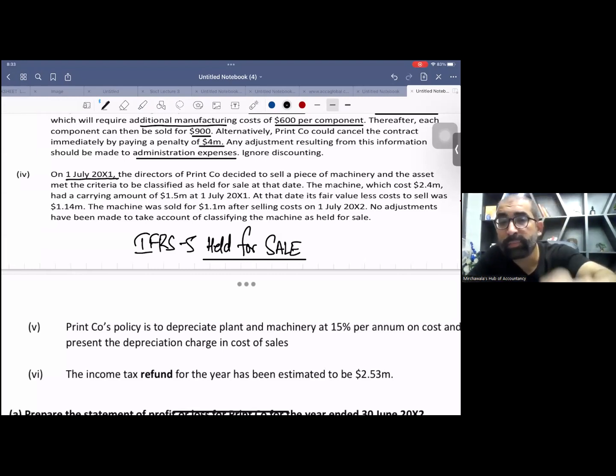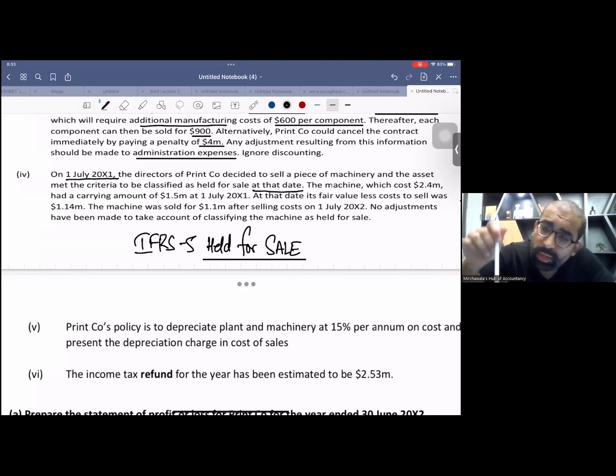The directors of print company decided, they are sure, decided to sell a piece of machinery, and the asset met the criteria to be classified as held for sale at that date. Okay, that means right from the first day of accounting period, it is held for sale. So those assets which we classify as held for sale, we don't depreciate them, because we convert them into current assets, and we don't depreciate current assets.